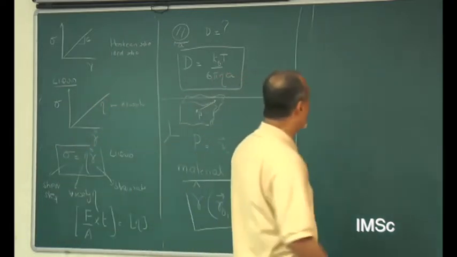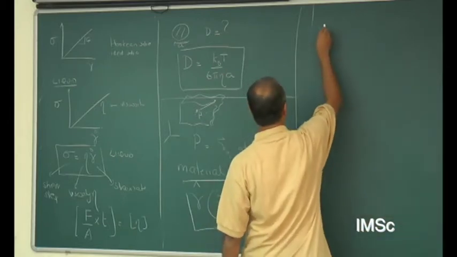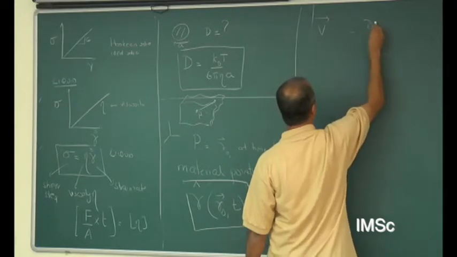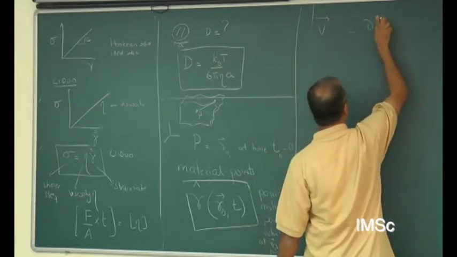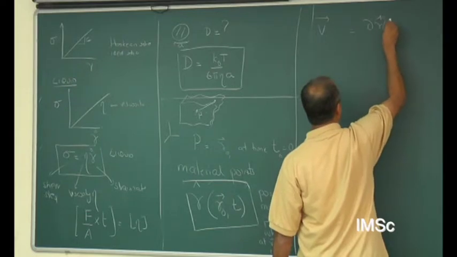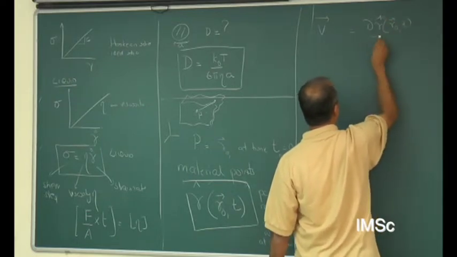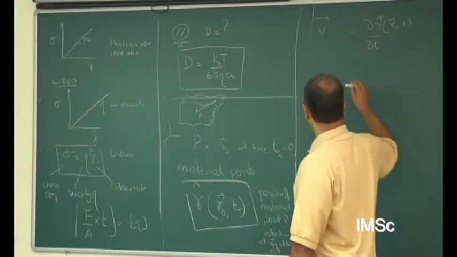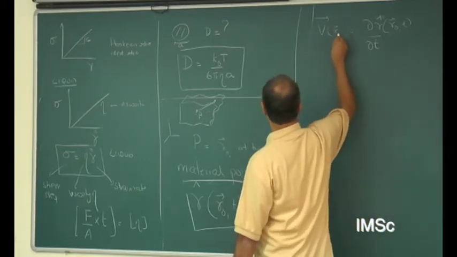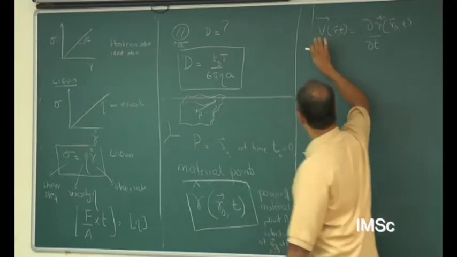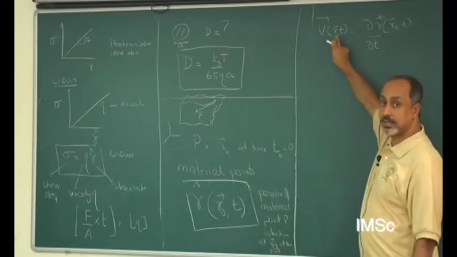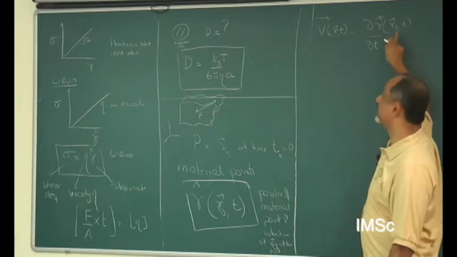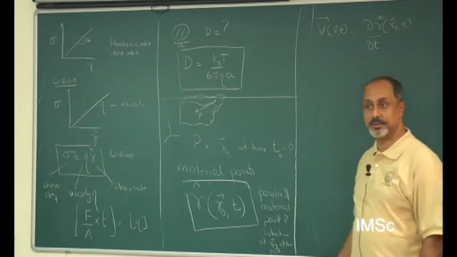Okay. How fast is that point moving? Well, we can define a quantity V which is just delta of R hat of R0 comma t divided by delta t. Okay. So this is V at point R and t. This is the velocity with which a material point at R is moving at time t, given that that material point started at point R0, time t equal to 0.